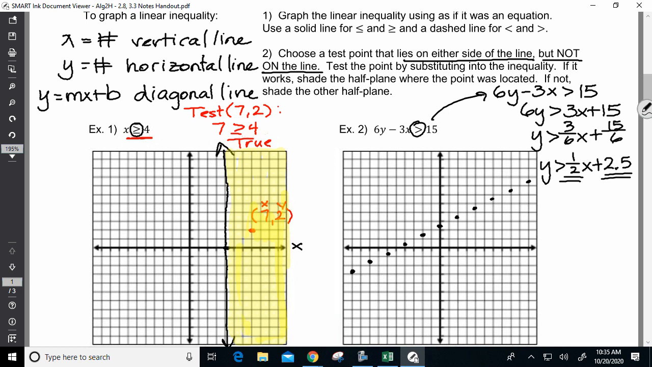Since you have a greater than sign, greater than sign means you're going to have a dotted line. You should have a broken line. So you should have a straight line, and you should have a dotted line. Questions before we continue?